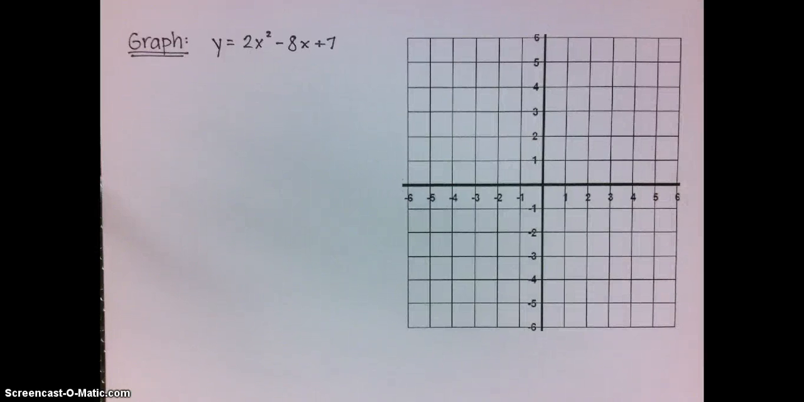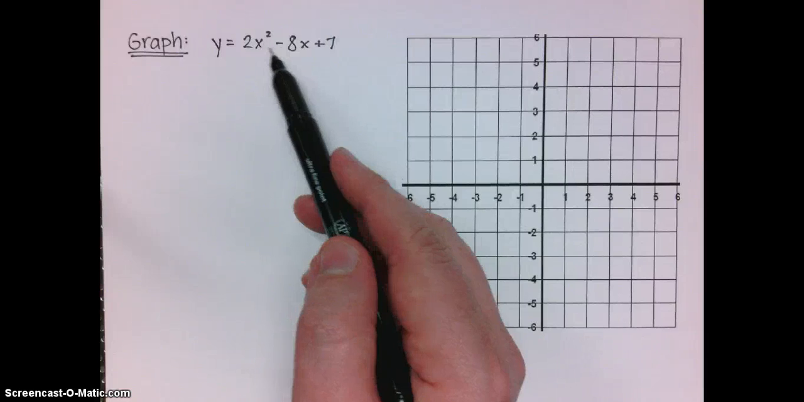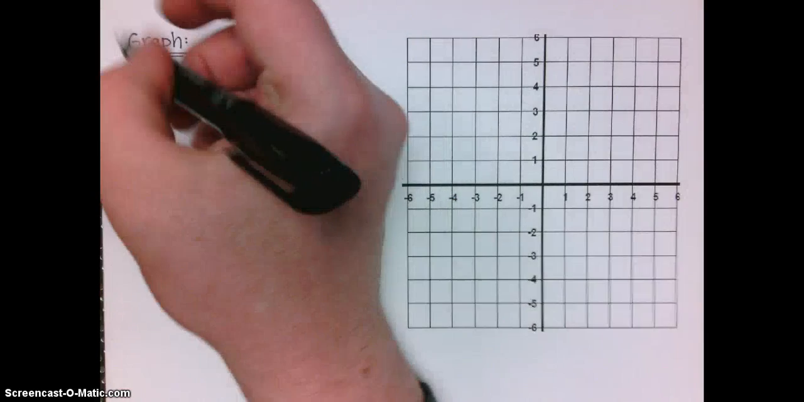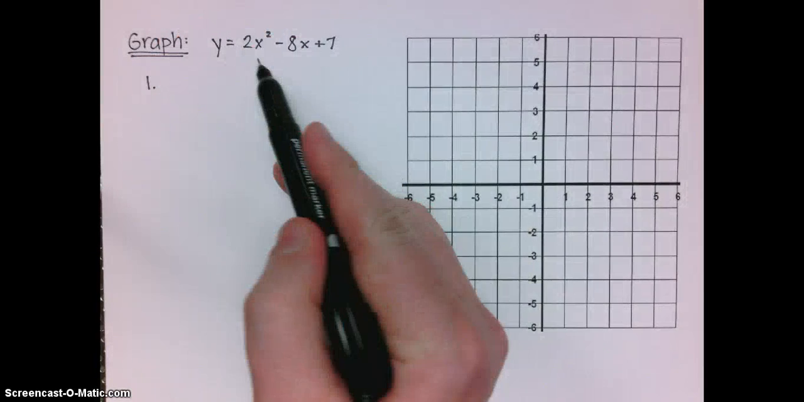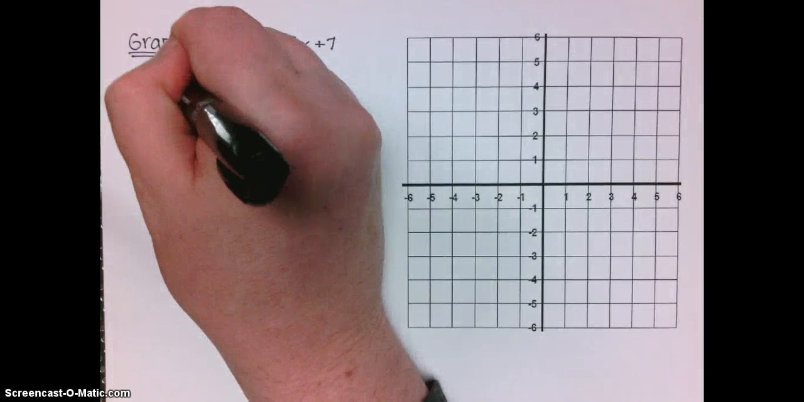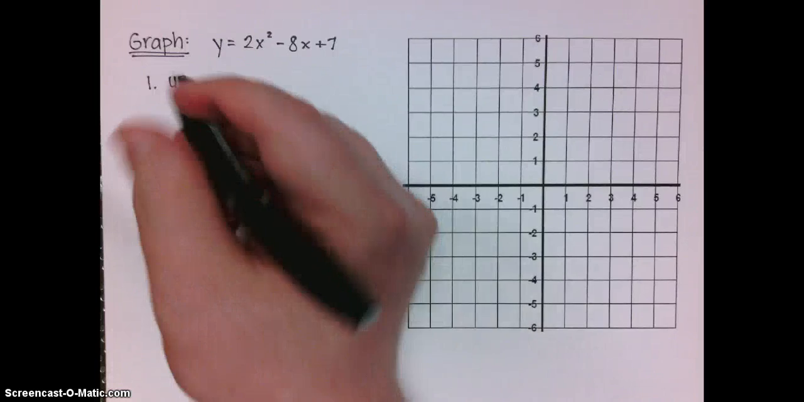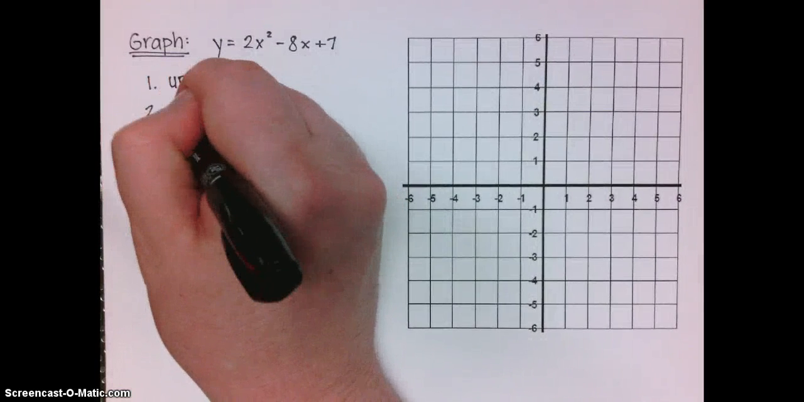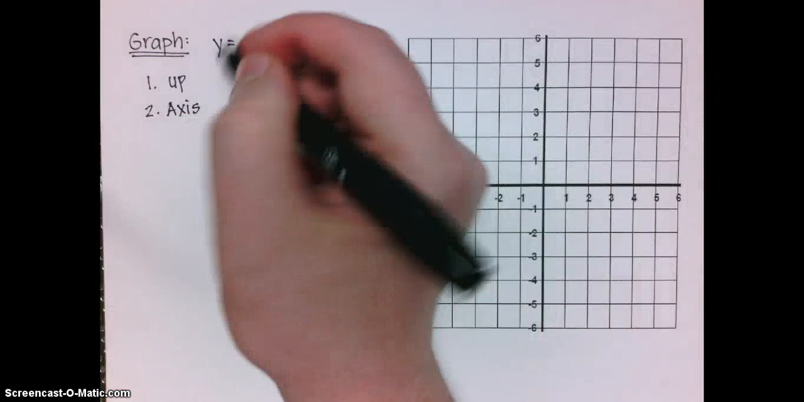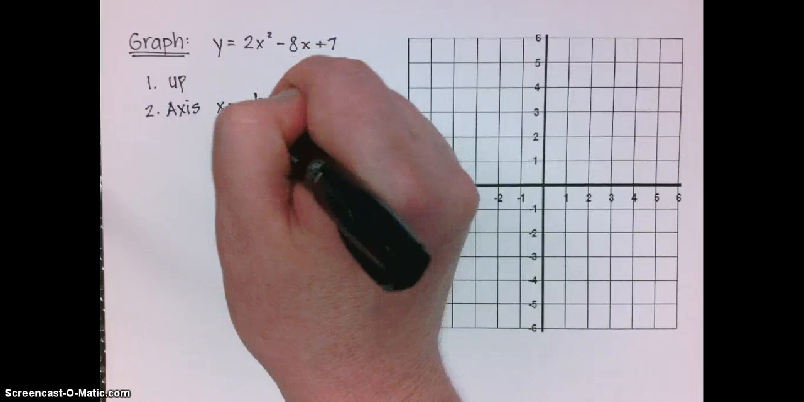This time I have the quadratic function y is equal to 2x squared minus 8x plus 7. So first, let's check. Because the a is a positive number, that's telling me that this one as well is going to go up. Okay, it's going to face upward. So the second item that I'd like us to do is find the axis of symmetry. All right, we find that by looking at x is equal to negative b divided by 2a.